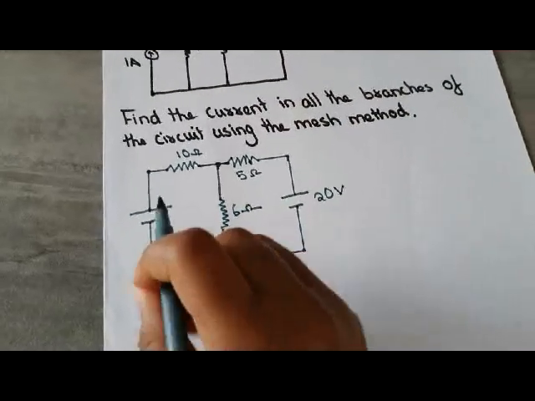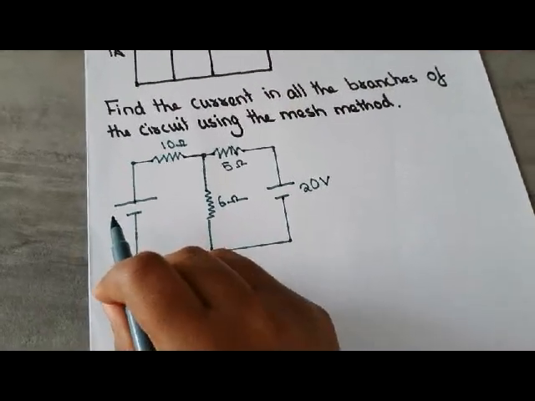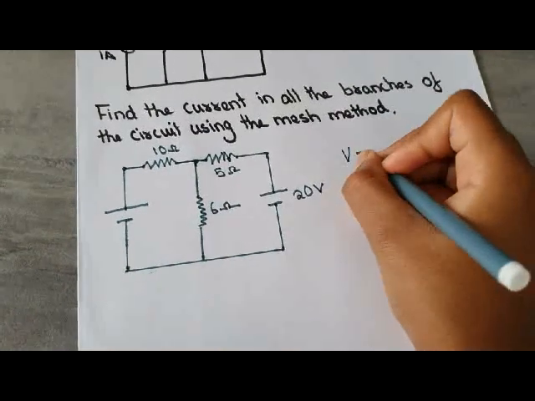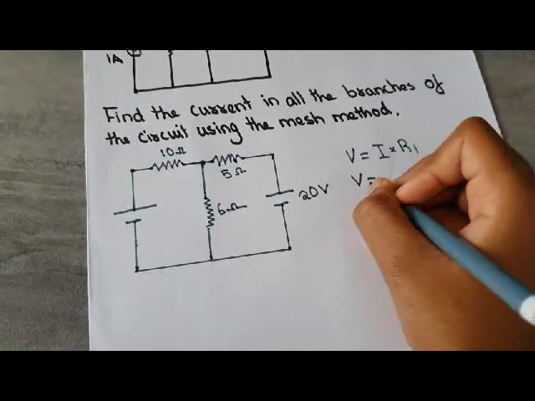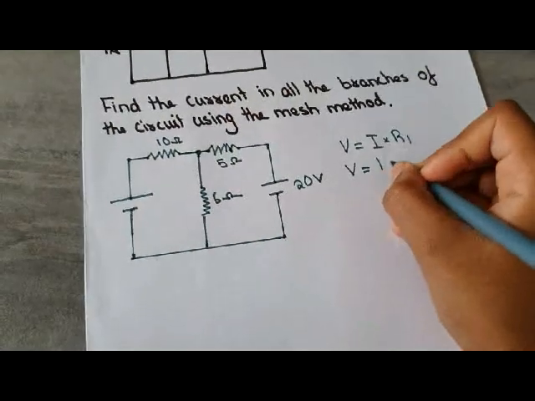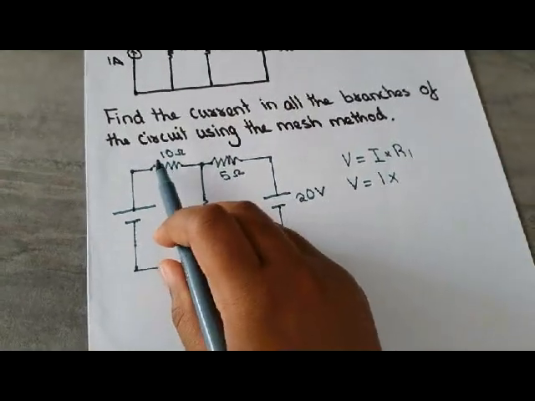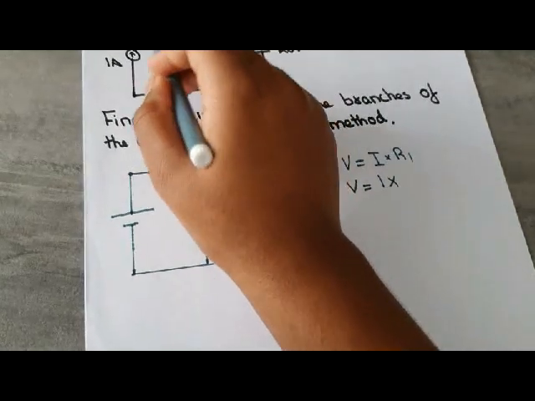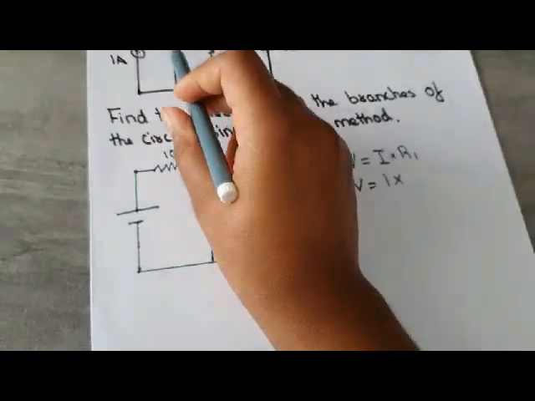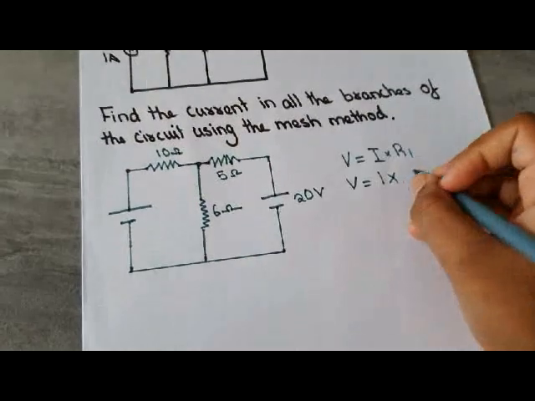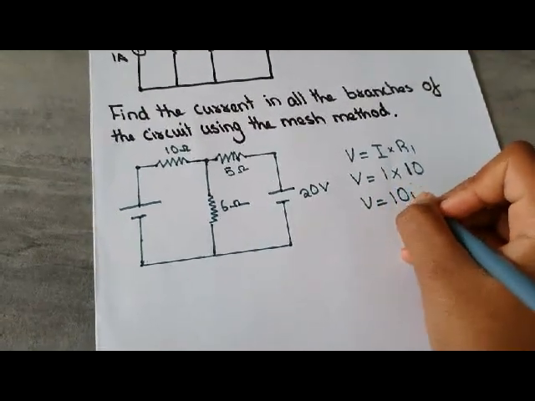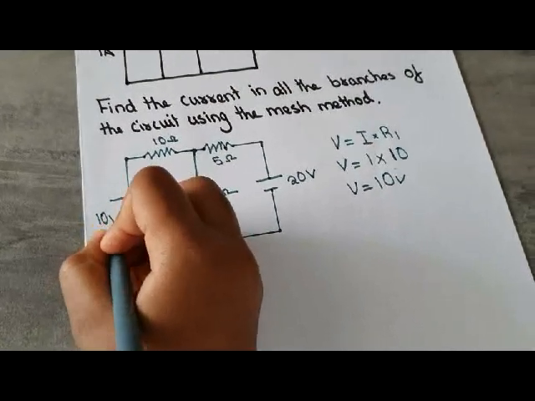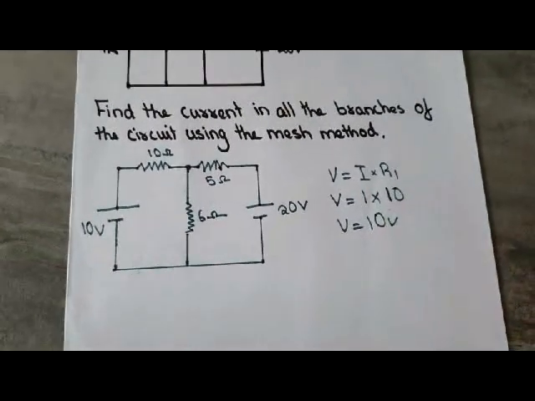Now we need to find the voltage of the voltage source. We have already discussed V is equal to I into R1. So here V is equal to I, which was 1, into R1, which is 10 ohm. This resistor is R1, R2, R3. So R1 is 10 ohm. So V is equal to 10 volt. So this is 10 volt. Now we have all the values.